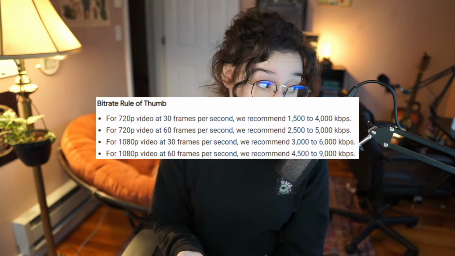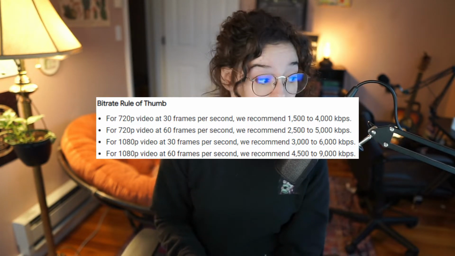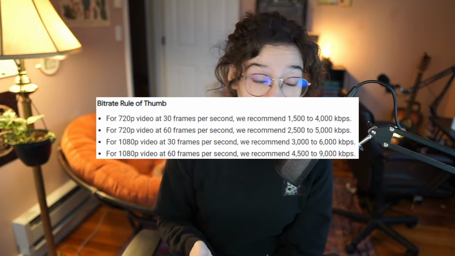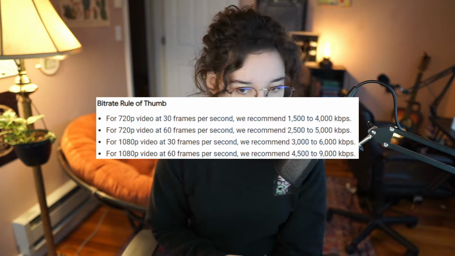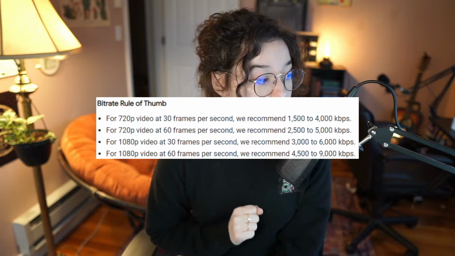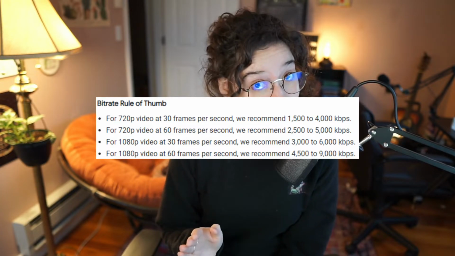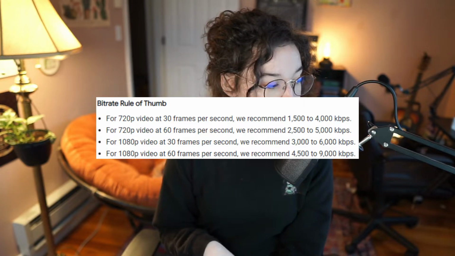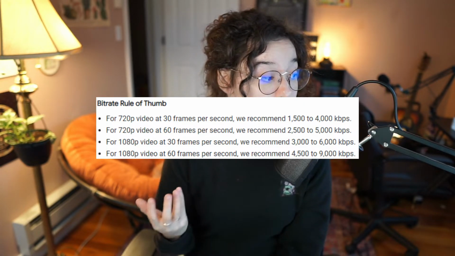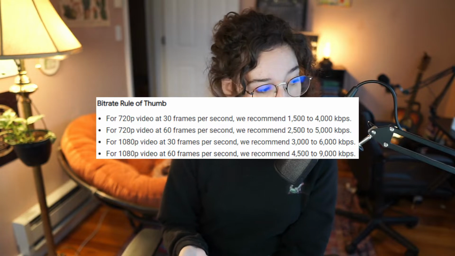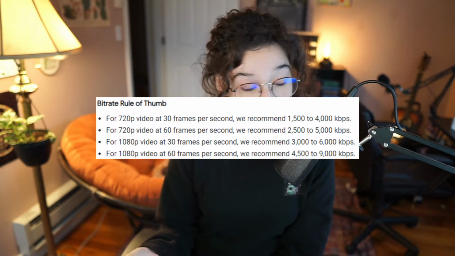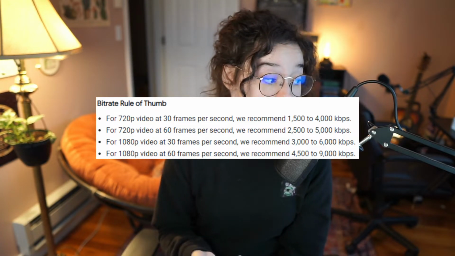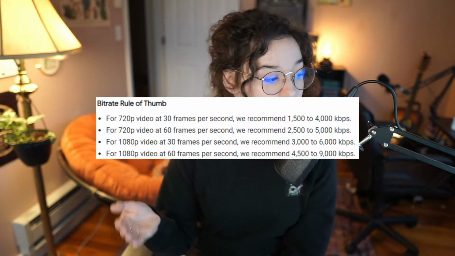For a 720p video at 30 frames per second, you're going to use 1500 to 4000 bits per second as your bitrate. If you're using 720p at 60 frames per second, you're going to use 2500 to 5000. If you're using 1080p at 30, you're going to use 3000 to 6000. And if you're using 1080p at 60, you're going to use 4500 to 9000. I use about 6000 because that's what my computer can run.